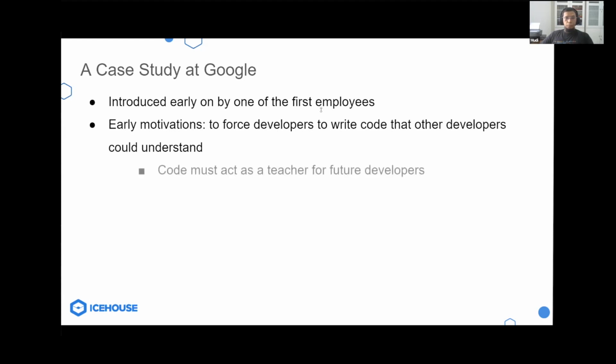It was important because the code is written once and read many times. Then the code must act as a teacher for future developers. Code review was also seen as capable of making sure that more than one developer is familiar with every part of the code base, and thus increasing the chances of knowledge staying within the company. And soon enough, there are other benefits that became clear and transformed into expectations when doing code reviews at Google.